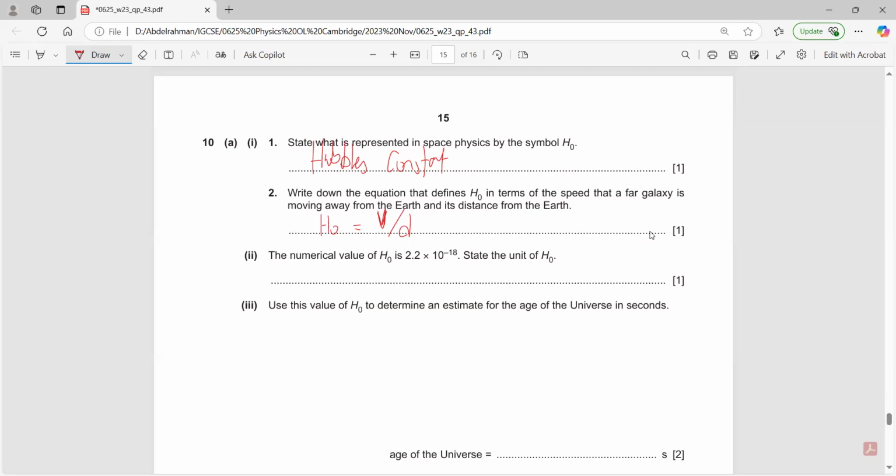What is the unit of H naught? That's a really interesting question. If you think about it, velocity is meters per second and distance is meters. If you divide meters per second by meters, you will have per second. That's it. So I can write 1 over s, or per second. It's that easy.